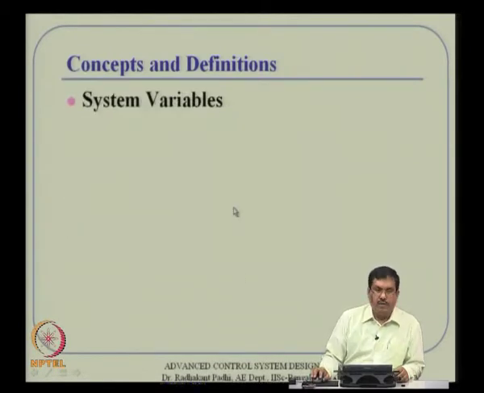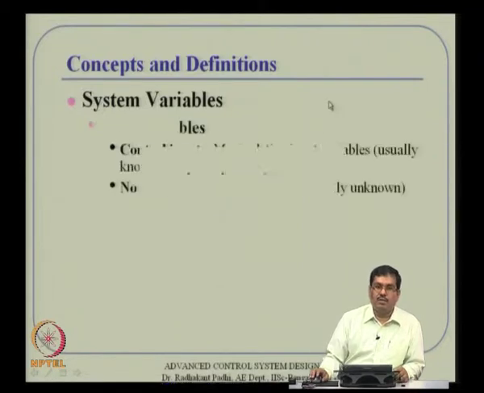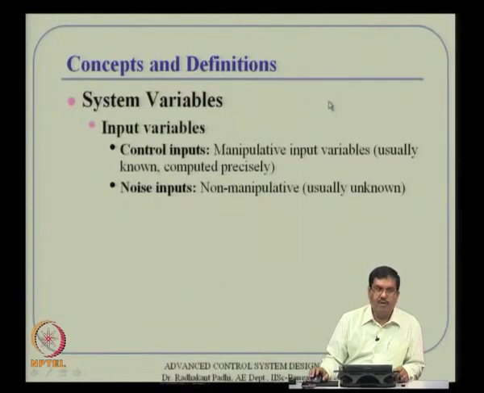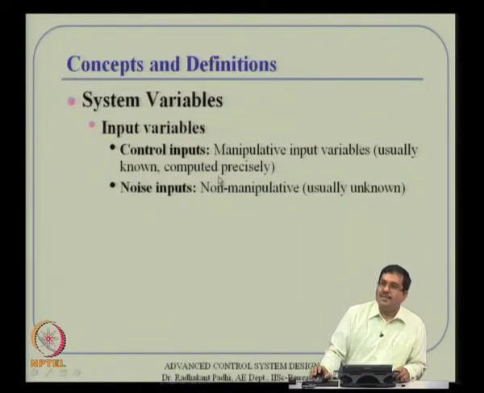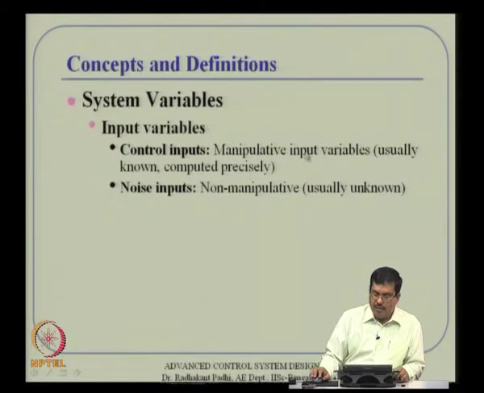Then system variables. There are various types of variables, and the first variable is what we call input variables. These input variables can be of two types: one can be control input and the other can be noise input. So, noise is also an input, whether you like it or not. Control input is essentially a set of manipulative variables, and they are usually known because they are computed precisely. We are the ones computing that, so we kind of know what we are computing anyway.